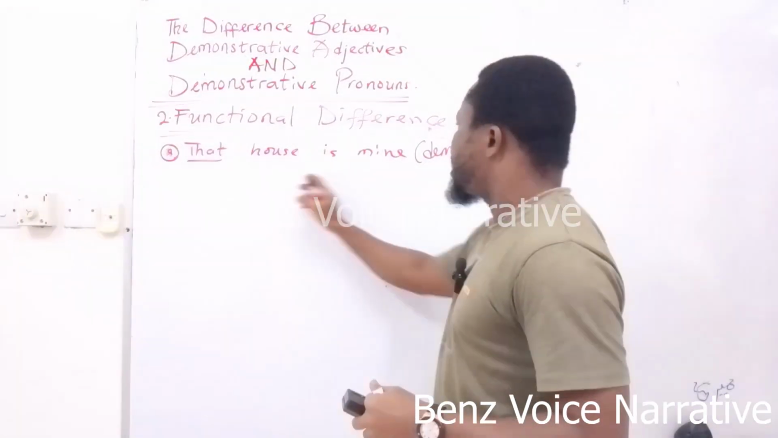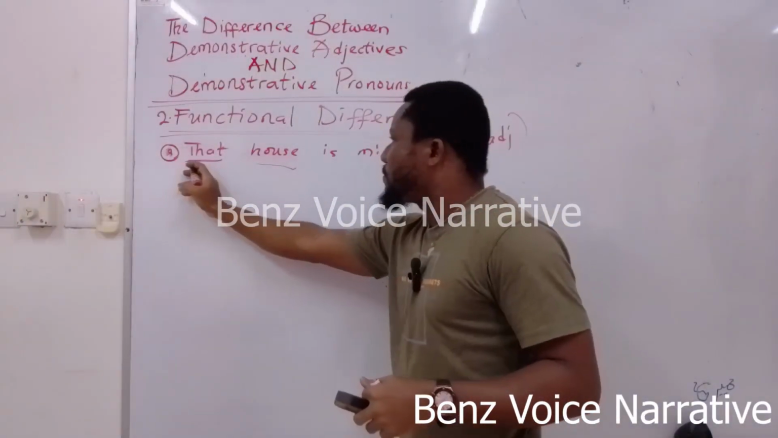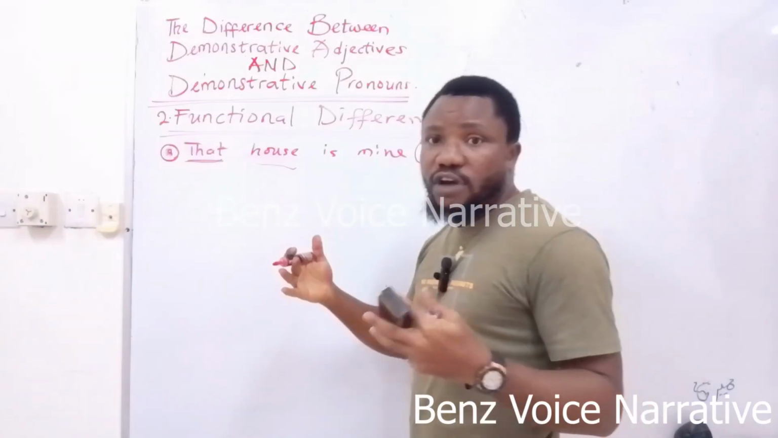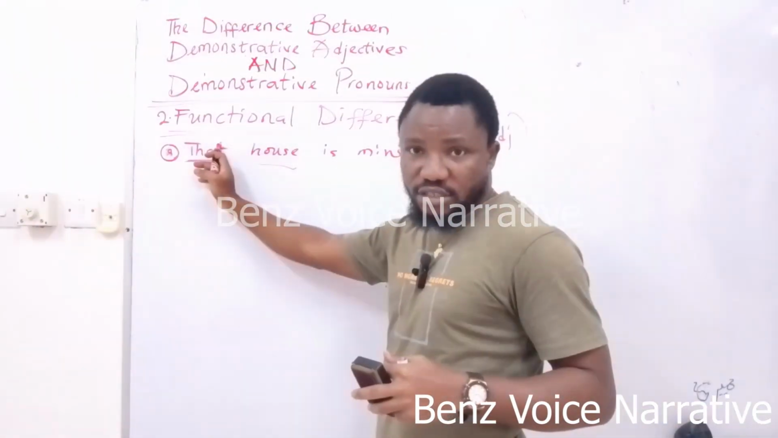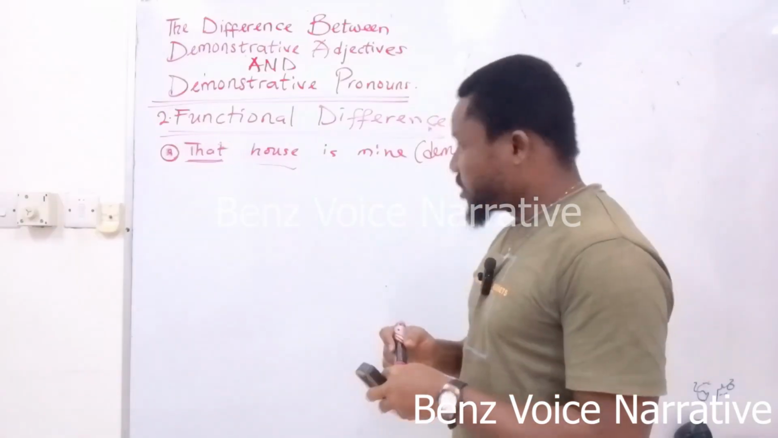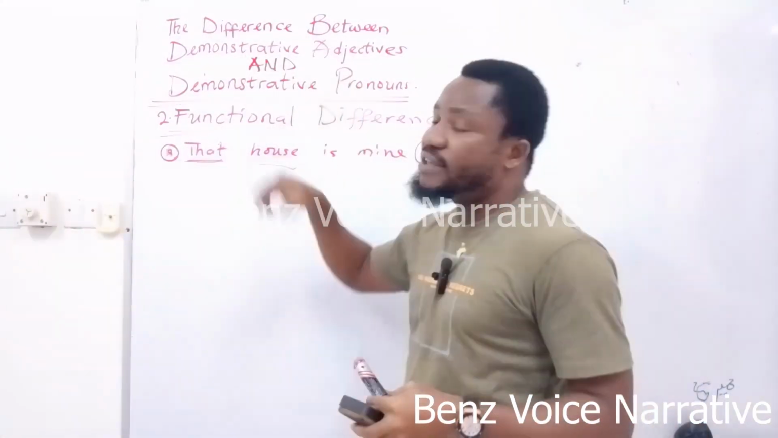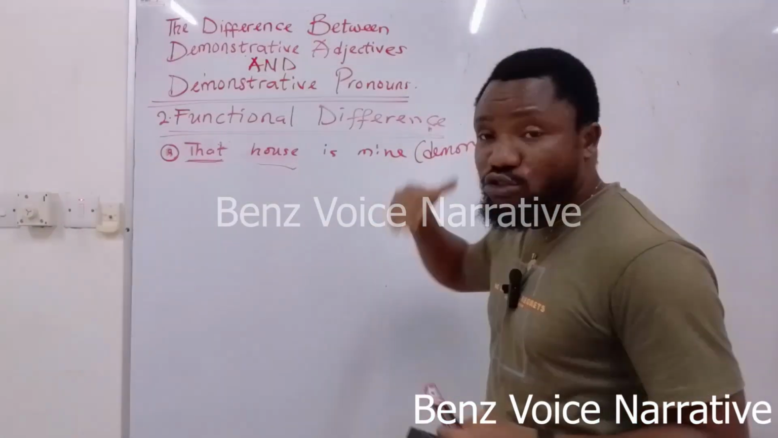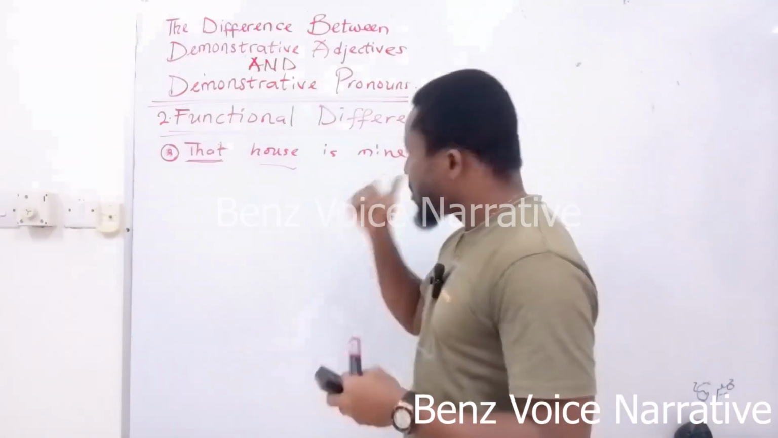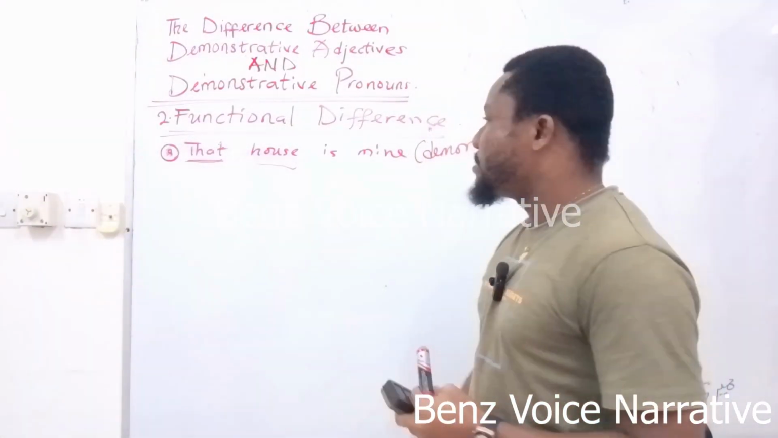Which house is mine? Which house are you talking about? That. So the demonstrative adjective, in other words, answers the question which. So when the demonstrative answers the question which, then we know that you're talking about a demonstrative adjective. Which house are you talking about?